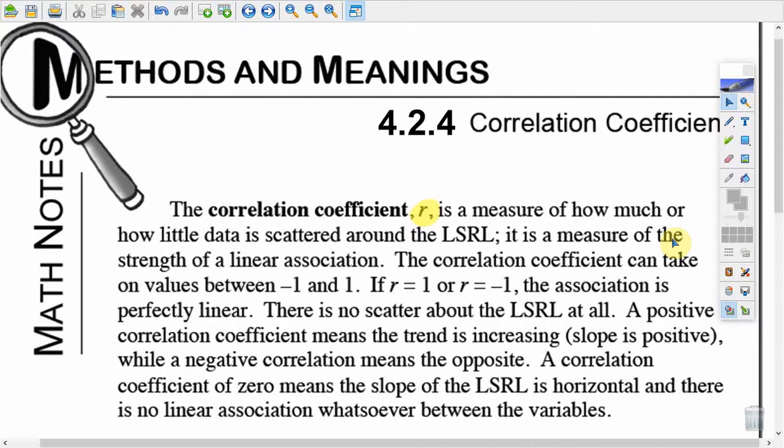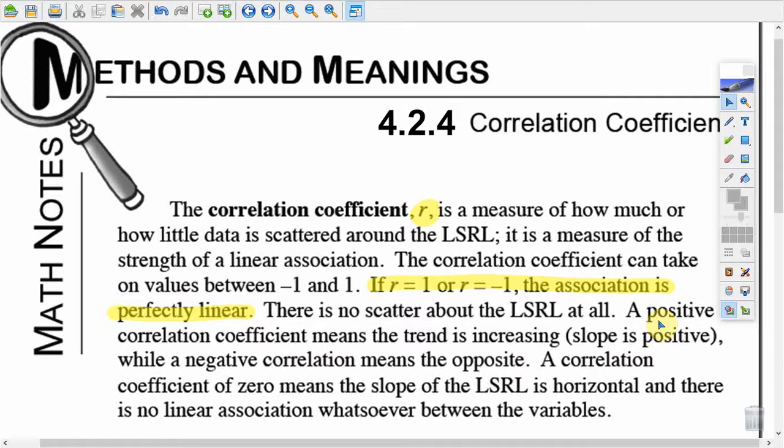It is a measure of the strength of a linear association. The correlation coefficient can take on values between -1 and +1. If R equals 1 or R equals -1, the association is perfectly linear. I need to switch that color. All right. There is no scatter about the LSRL at all, if that's 1 or -1.